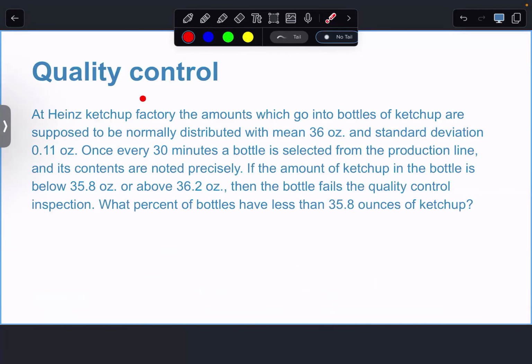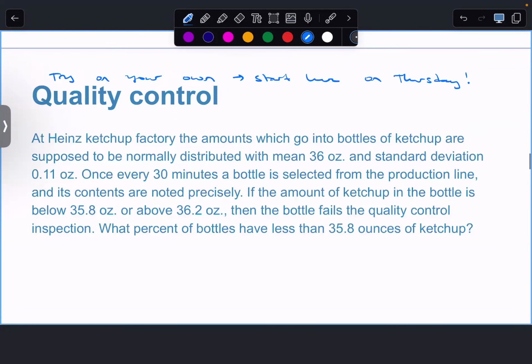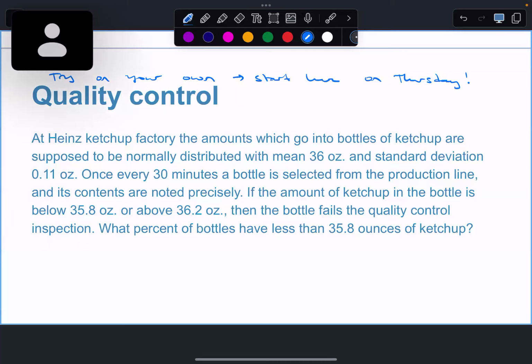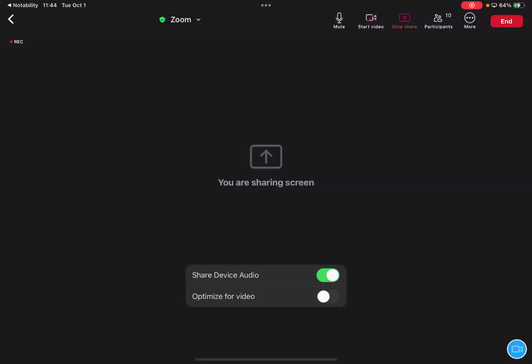We'll start with this example, but I want you to try it before Thursday. So try on your own. It's too big to start now, but you can do it. So we'll end here, but you're welcome to try it. If you have any questions, let me know. Otherwise, I'll see you on Thursday.